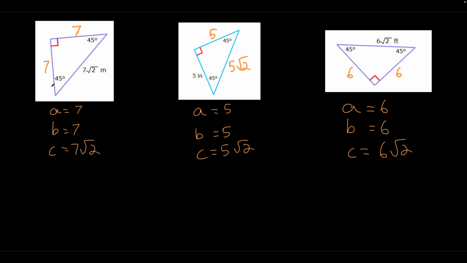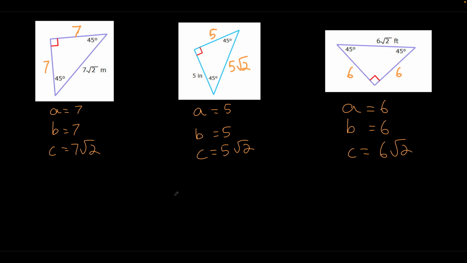Here we go. So what I've done here are 45, 45, 90 degree triangles, and I have given you the answers here at the bottom. What I'd like for you to do is to pause the video and see if you can find a pattern between all of these answers. When you're done, you can unpause the video and we will check your answers.